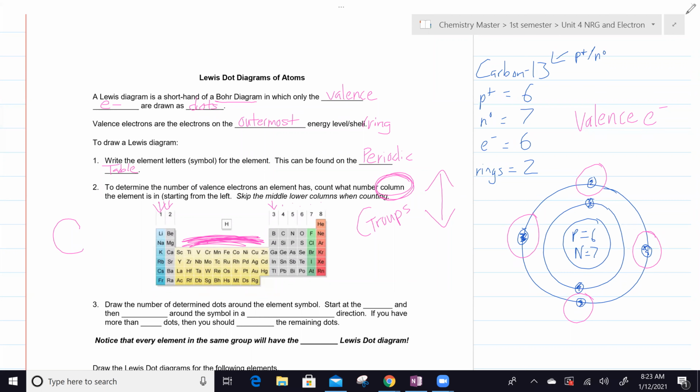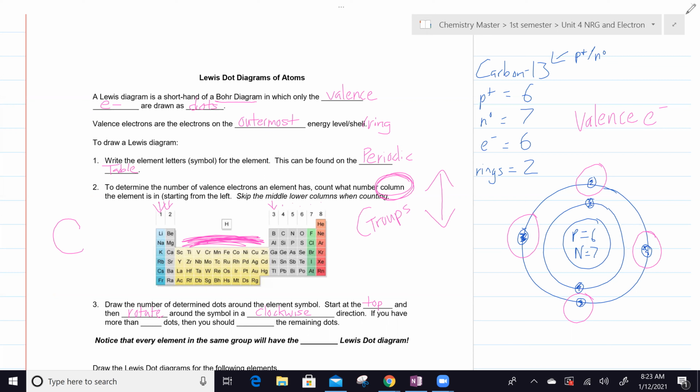Okay. So number 3 says draw the number of determined dots around the symbol. We're going to do our dots just like we did for our Bohr diagram. So we're going to start at the top, and then rotate around the symbol. Last time, did we go clockwise or counterclockwise? We went clockwise.